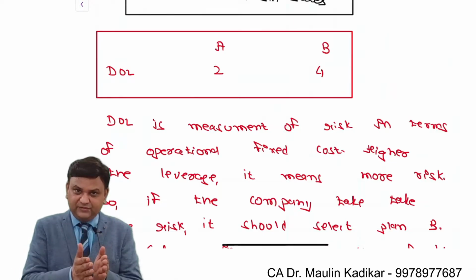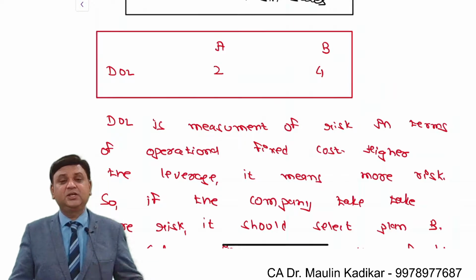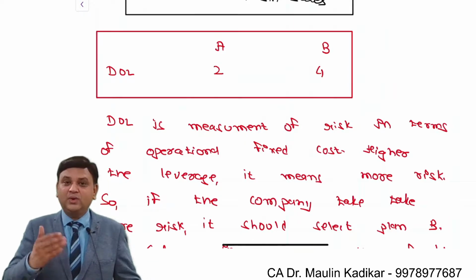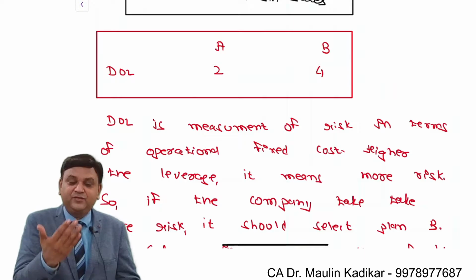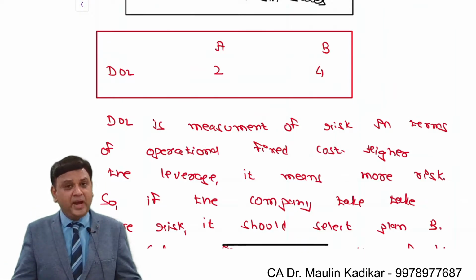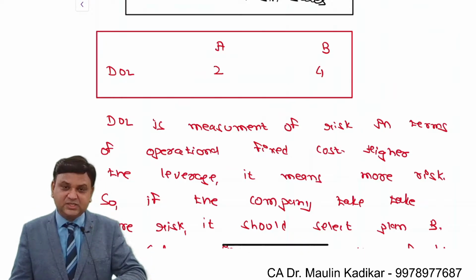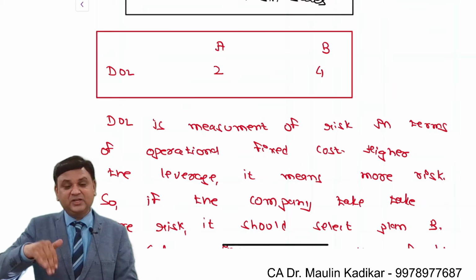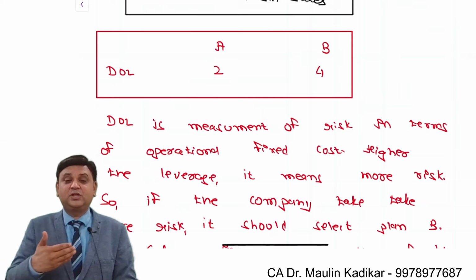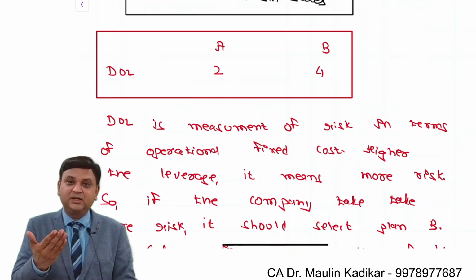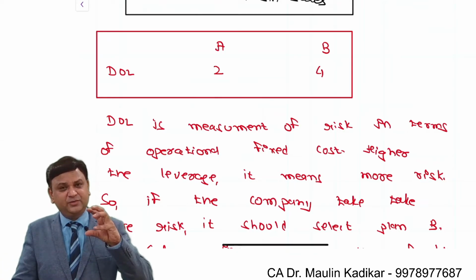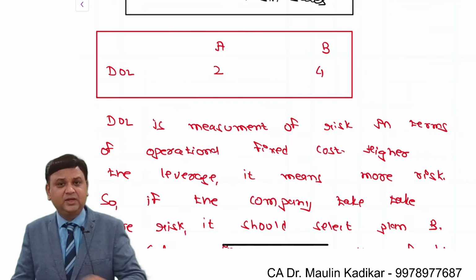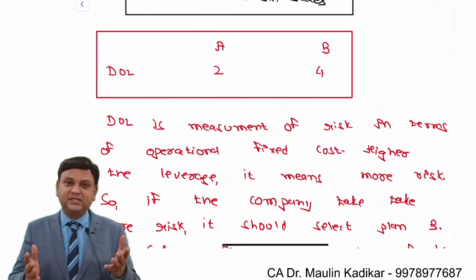You have kept lower leverage, then of course you will have a lower increase in the profit with the increase in the sales. Why? Because lower fixed cost means higher variable cost. And when your sales increases, your variable cost will also increase, and so the amount of profit remaining with you will be less. This is what we understand.